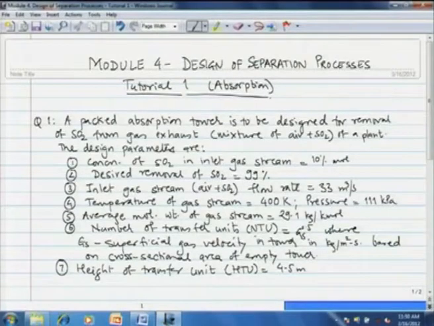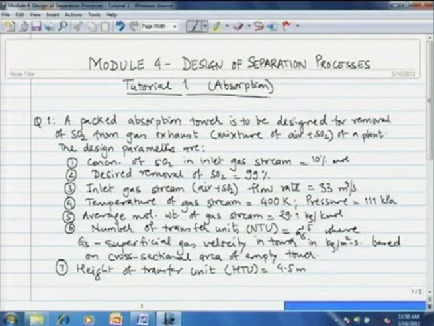The problem statement is on your screen. A packed absorption tower is to be designed for removal of sulfur dioxide from gas exhaust, a mixture of air and SO2, of a plant. The design parameters are: concentration of sulfur dioxide in the inlet gas stream 10 mole %. The desired removal of SO2 is 99%. Inlet gas stream flow rate, which is air plus SO2, is 33 meter cube per second. Temperature of the gas stream is 400 Kelvin. Pressure is 111 kilopascals. Average molecular weight of gas stream is 29.1 kg per kilomole.